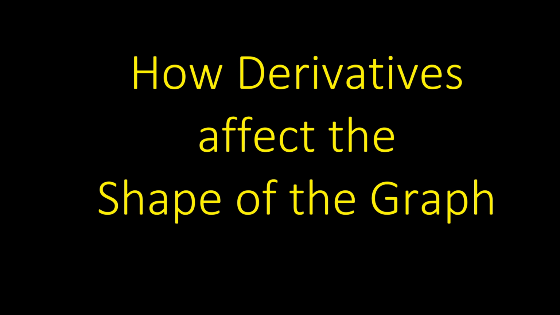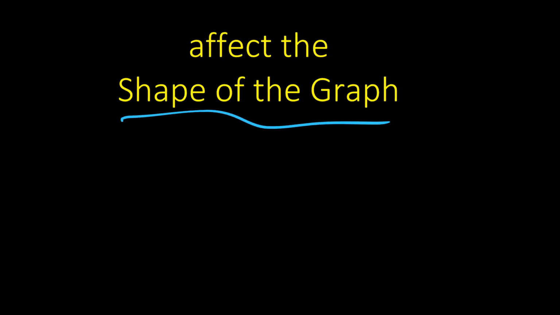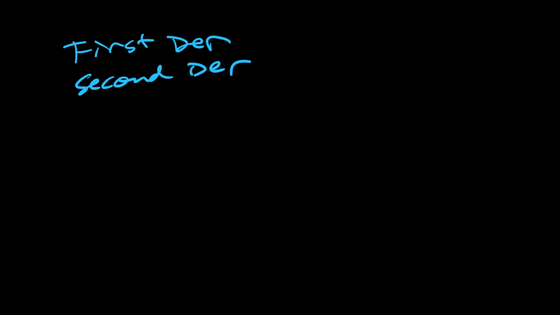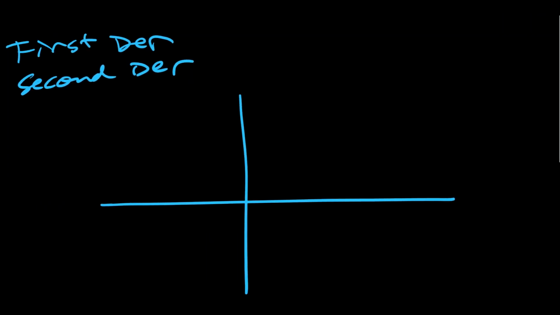All right, I want to talk about how the derivative affects the shape of the graph. I'm going to talk first about the first and second derivative test. First derivative test and then the second derivative test. We'll talk about it all at once here. So what I want to do is look at a simple graph of a function. And let's make it green.